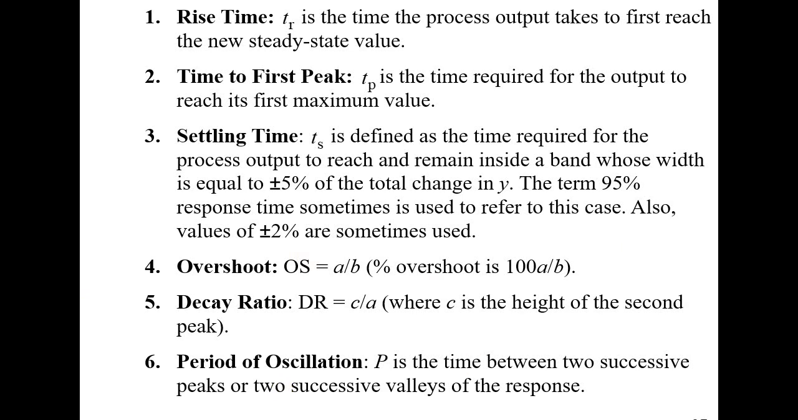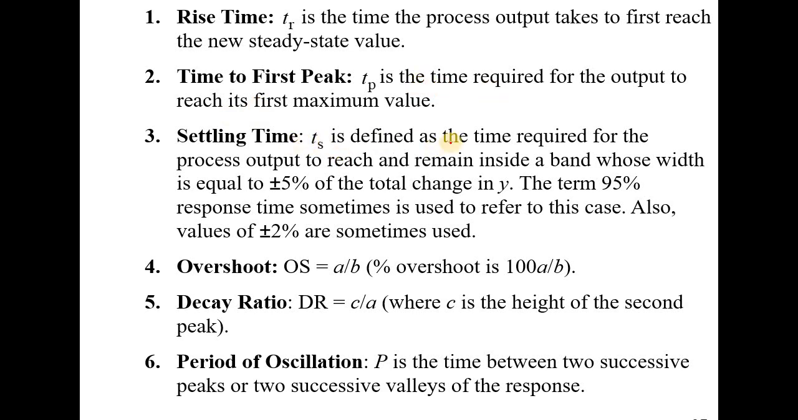And here are the definitions that we have. The definitions say that the rise time, the first thing we explained, is the time the process output takes to first reach the new steady state value. Okay, not the peak, sorry. It hits the new steady state value the first time. And the time to first peak is the time at the first peak.